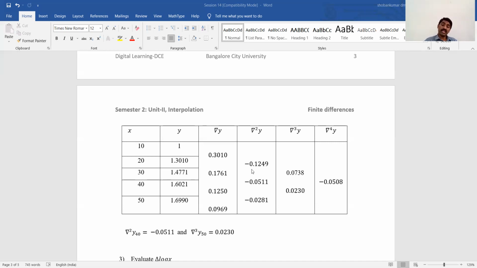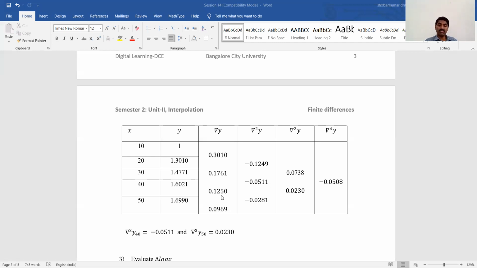And again, second backward differences. 0.1761 minus 0.3010 gives minus 0.1249. 0.1250 minus 0.1761 gives minus 0.0511.